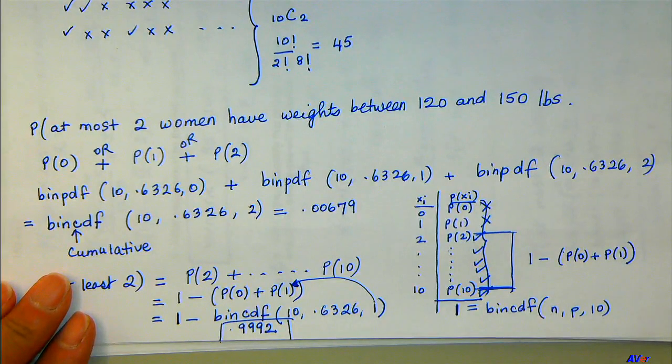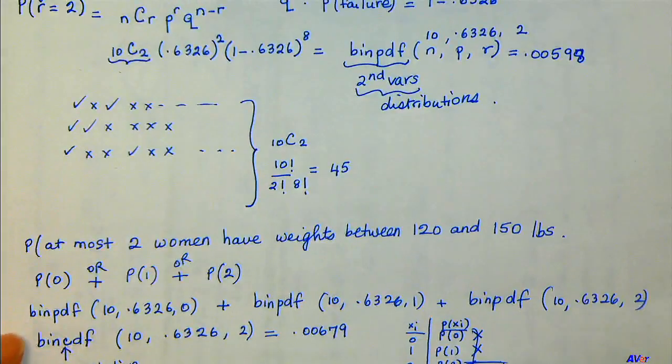So that's just a little bit of binomial. It's a discrete distribution. Binomial is an example of a discrete distribution. Any questions? Okay. So that brings me to page 9.